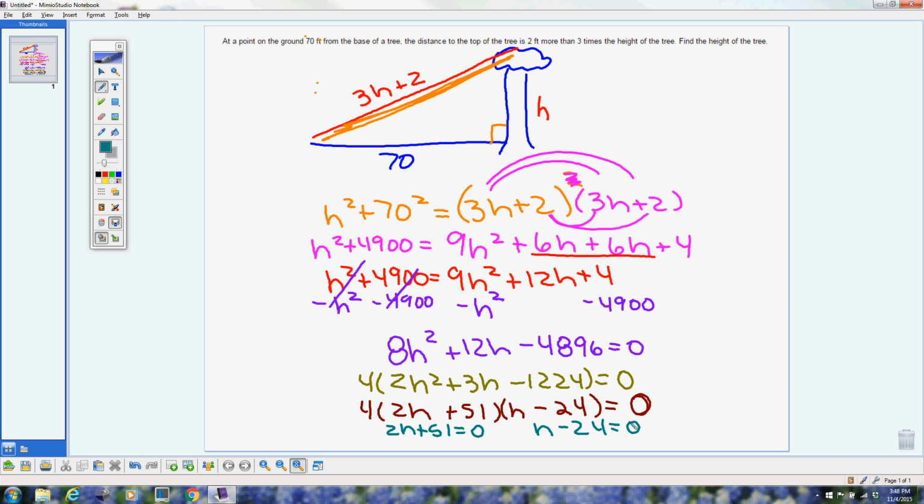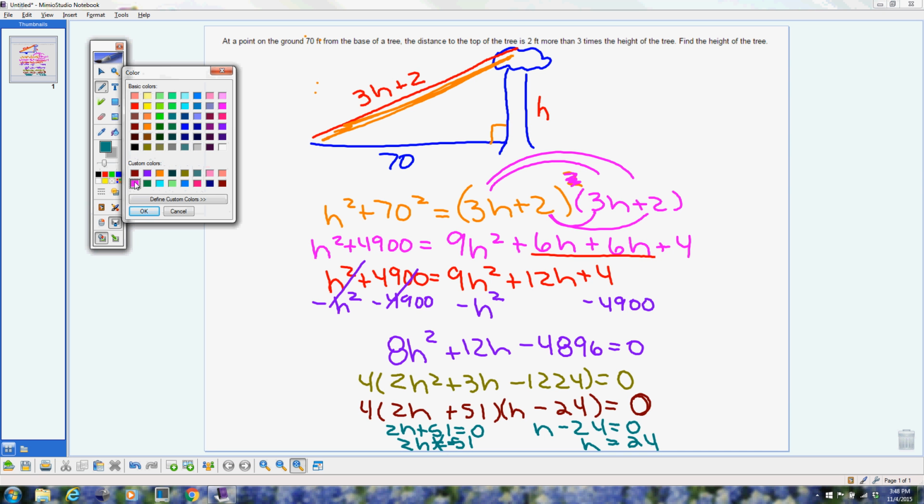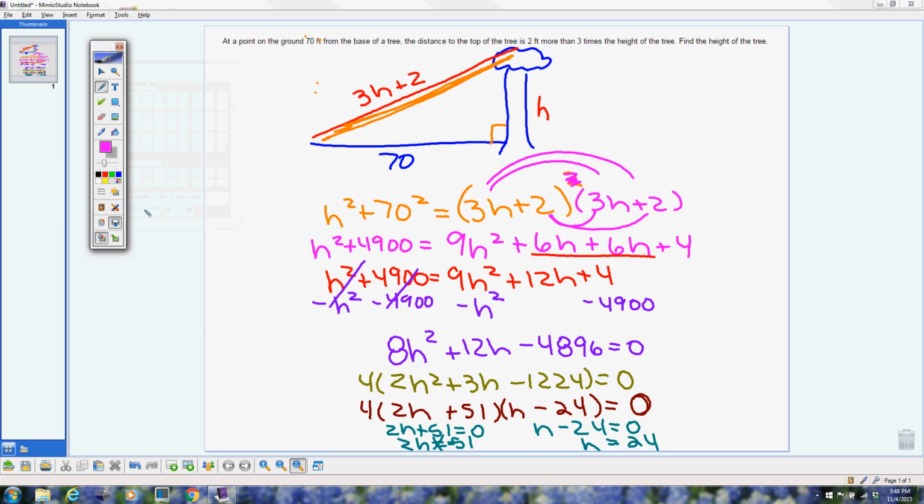On this side, I get 2h equals negative 51 when you move your 51 over. And when I divide by 2, I'm going to get a negative number. My answer can't be negative, so I know that one's out. On the other side, if I add 24 to both sides, I get h equals 24. Your answer can be positive. So the correct answer for this one is h equals 24.